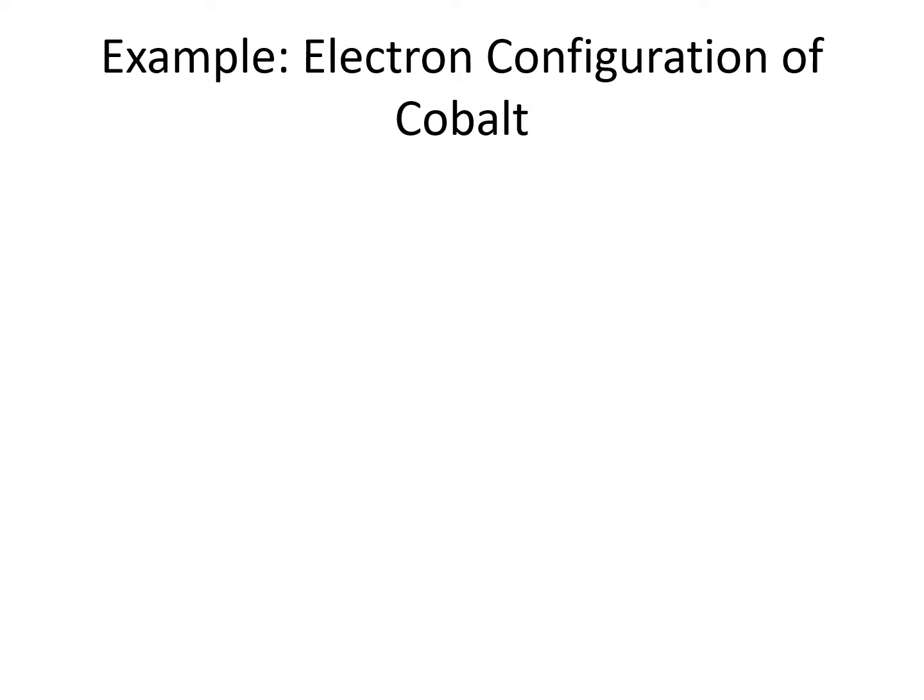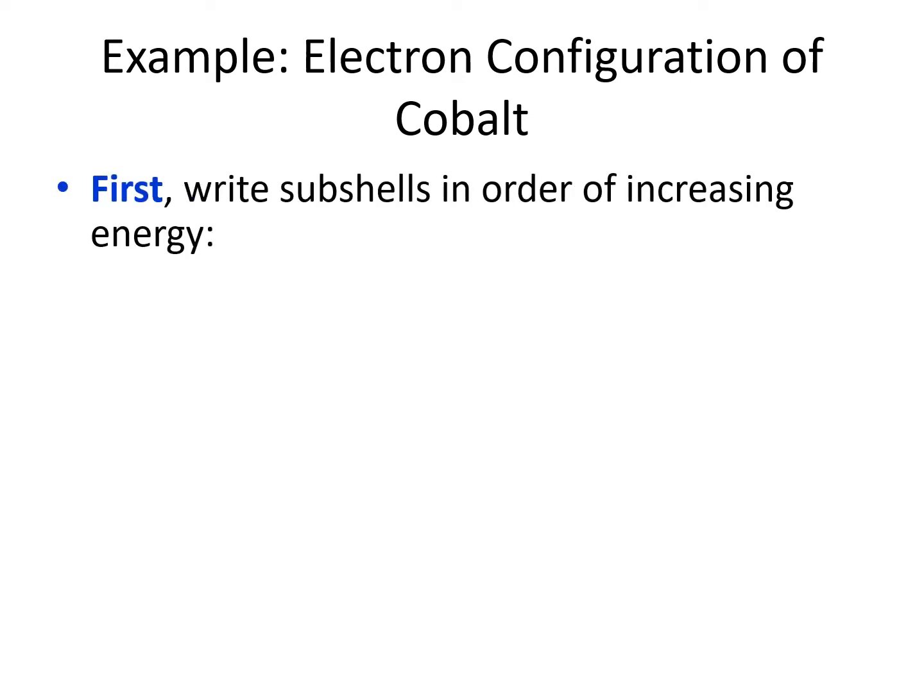Let's look at an example. We want to write the electron configuration for cobalt. First, we use the chart from slide 54 to write the orbitals in order of increasing energy. We don't necessarily need to write every single one, but we will write a bunch of them, starting with the lowest energy and working our way up.